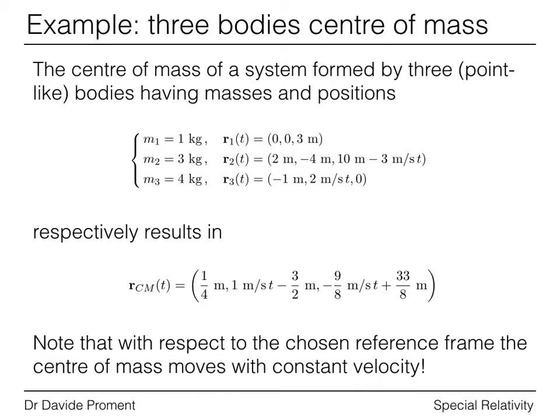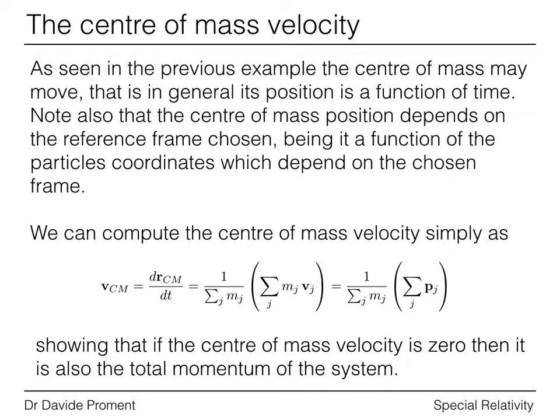An example of calculation of center of mass was given. Note, in this case, that the center of mass computed in the chosen frame is a function of time, that is, it is not steady. One may wish to compute the center of mass velocity, which results by simple differentiation with respect to time as the arithmetic average of the linear momenta divided by the total mass of the system. Note that if the total linear momentum is zero, then the center of mass is steady.